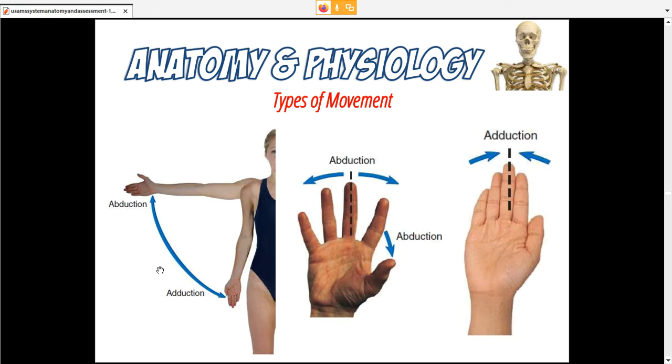Then abduction and adduction of the upper limb: moving your entire upper limb away from the body is called abduction. Moving towards the body is called adduction. Then coming to abduction and adduction of the digits of the hand. Moving the digits away from each other is called abduction. Keeping them near to each other is called adduction. Here is abduction, and here you can identify the adduction.